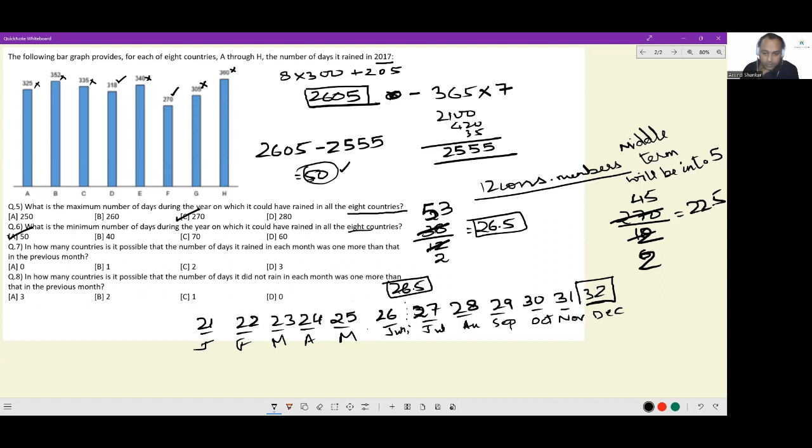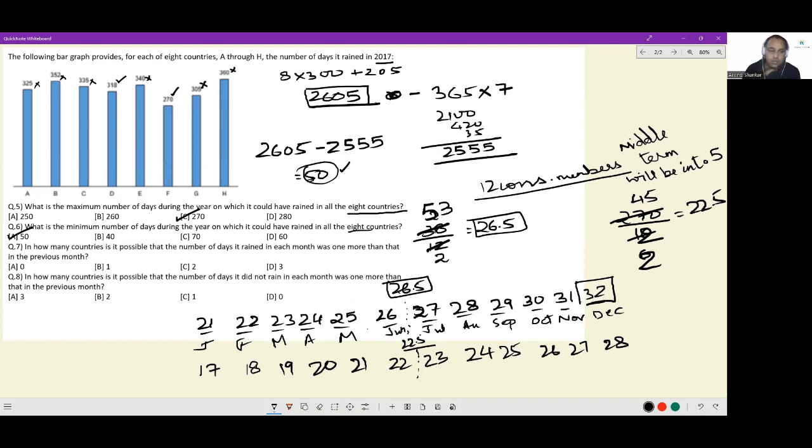If instead of 26.5, I had 22.5, I would have 22, 23, and 6 terms forward, 6 terms backwards: 21, 20, 19, 18, and 17. Here I would have 23, 24, 25, 26, 27, and 28. This here is possible for 22.5 as the middle term. 6 numbers here, 6 numbers here. All the months are fine.